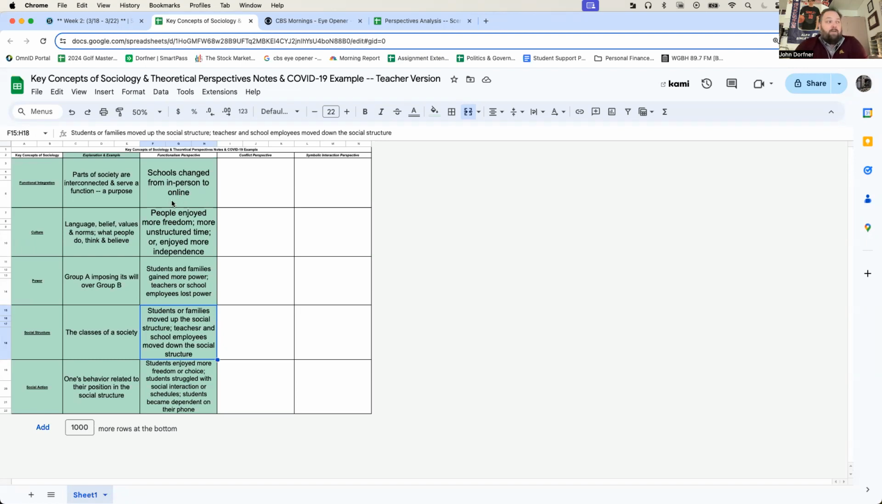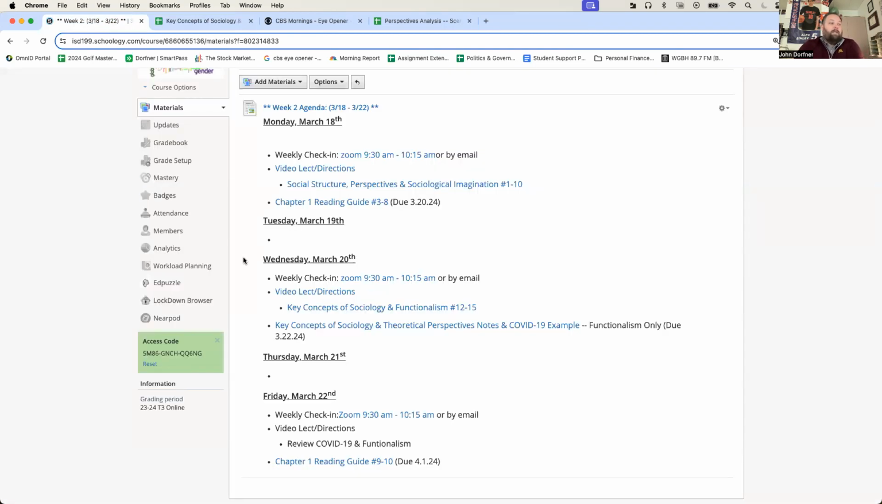We could analyze our change in society based on COVID, or you could analyze the change in society based on a conflict. That's the next perspective that you guys are going to read about. And once you're done reading about it and we talk about it, you're going to see that a lot of these changes that occur in society from a conflict perspective, especially when it comes to schools and COVID, very much line up with the changes in society that occurred due to changing our classes or our school system from in-person to online.